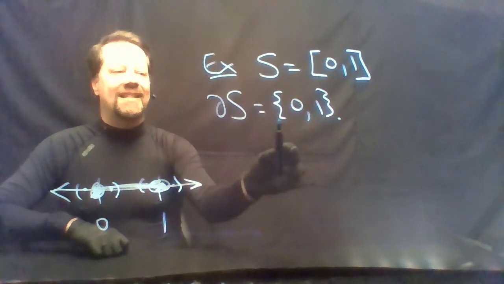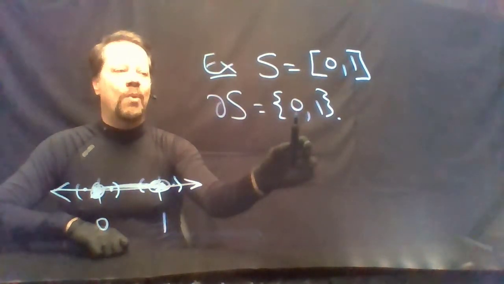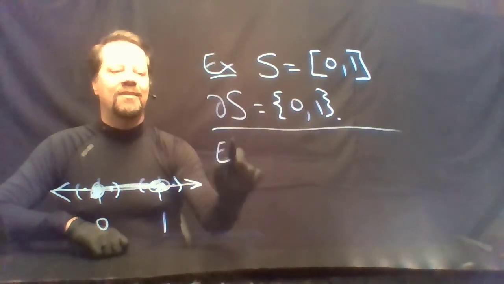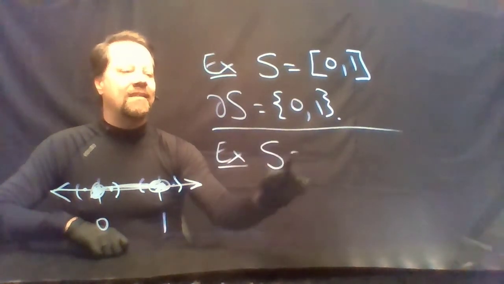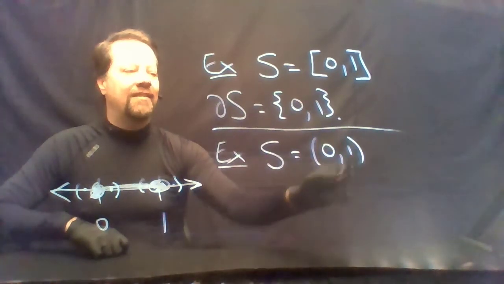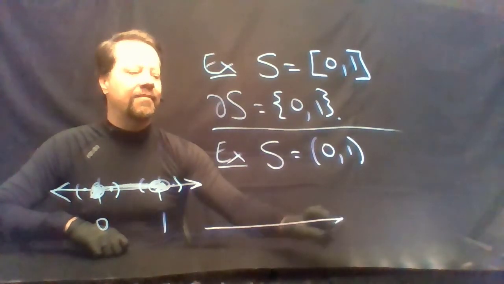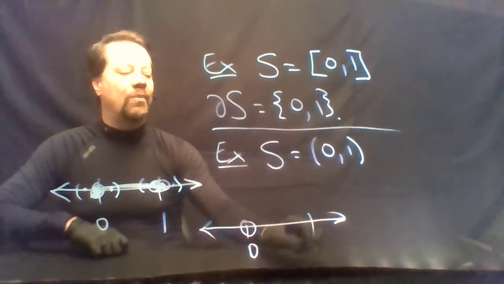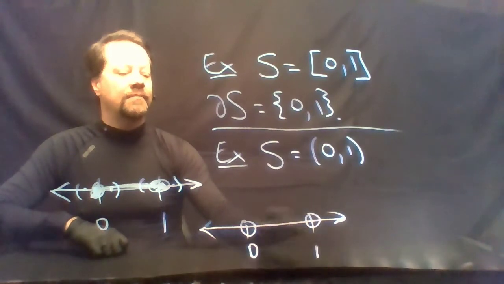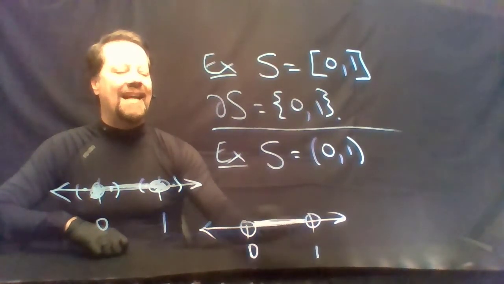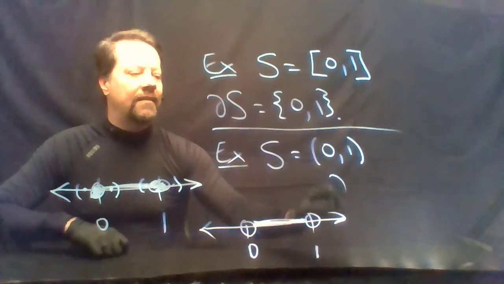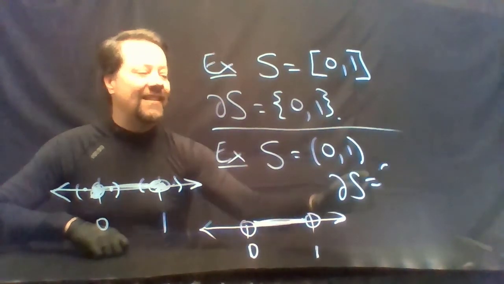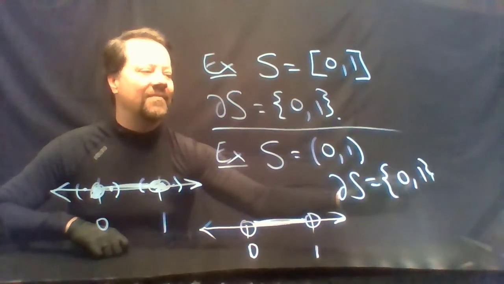So the boundary of S is the set that contains only these 2 points, 0 and 1. Now, what if my set S is the open interval from 0 to 1? Here we have 0 and 1, and the points in between, but not the endpoints. What is the boundary of this set? Well, it turns out it's the same thing.